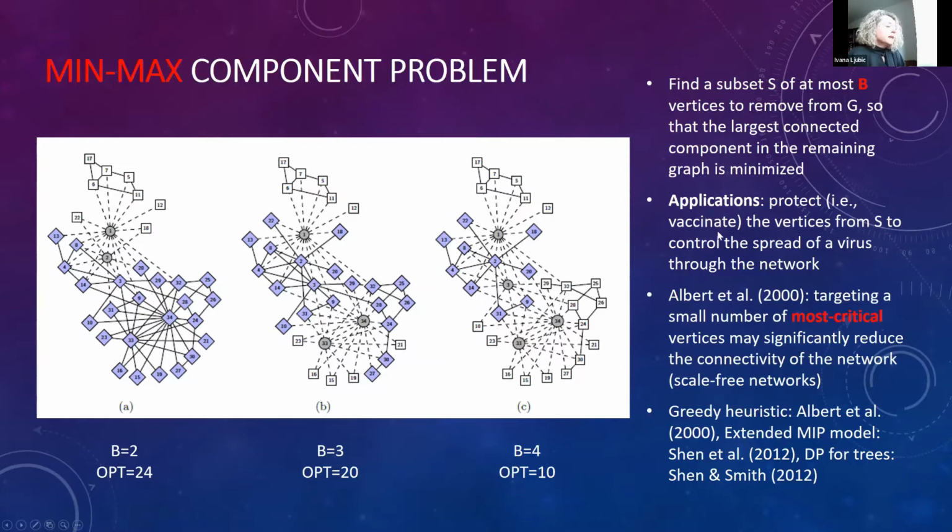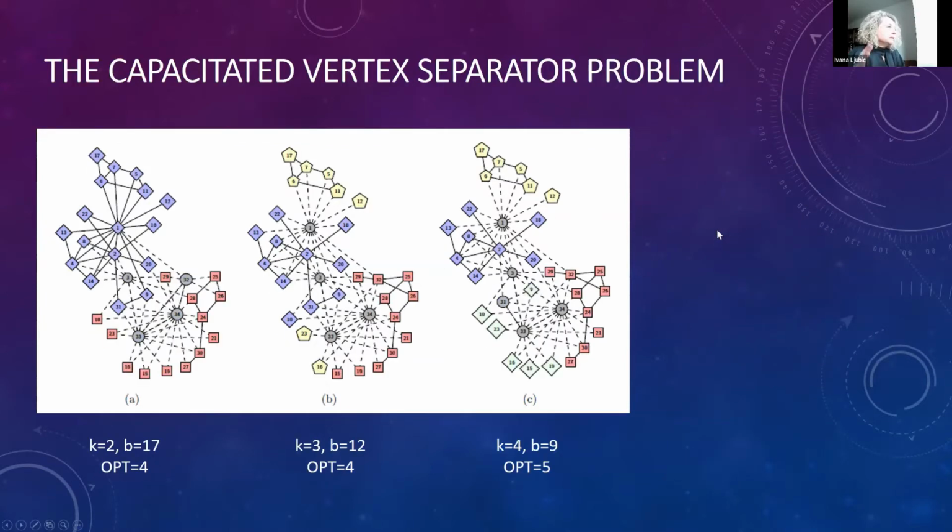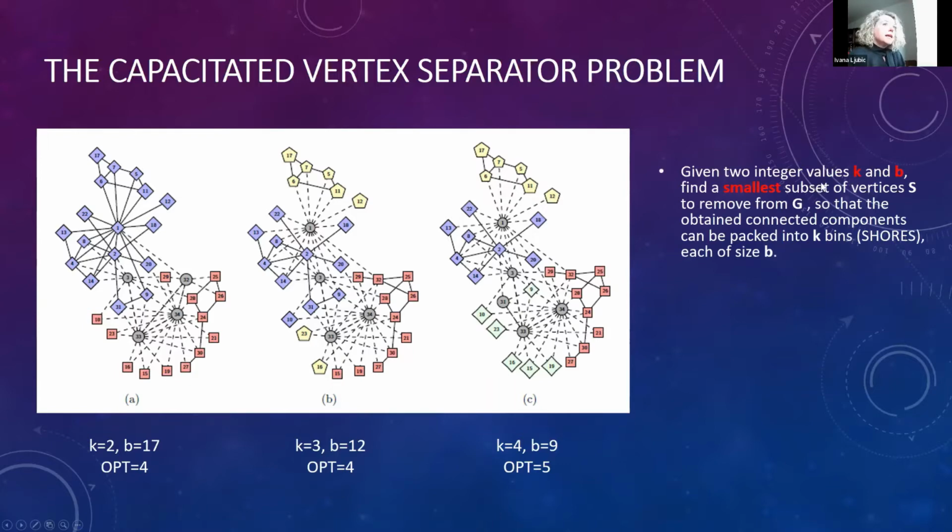Another problem is similar, but the definition is a little bit more complex. So it's called the capacitated vertex separator problem. So these vertices that we are removing, they are called the vertex separators. But now we have an additional parameter. So now we have two integer values, k and b.